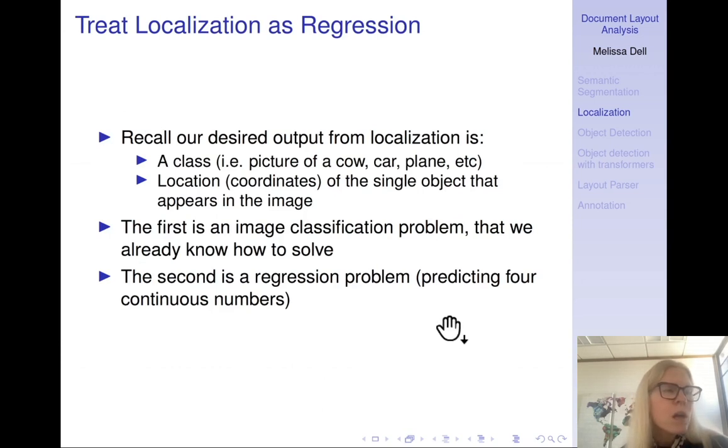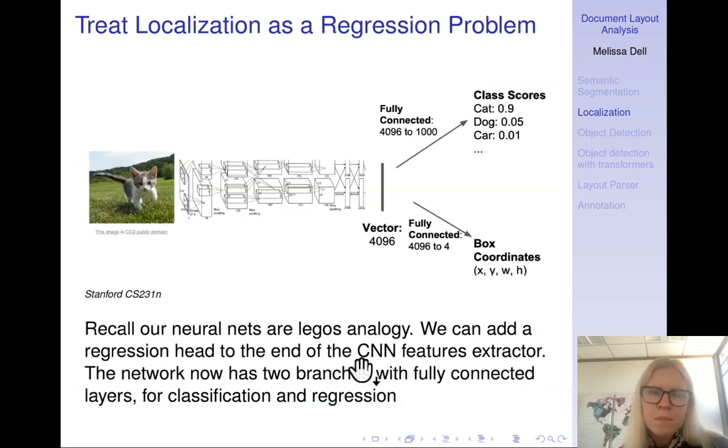Recall that our desired outputs from localization are a class, so this is a picture of a cow or a car or a plane, etc., and a location, so the coordinates of the single object that appears in the image. The first is an image classification problem that we already know how to solve. The second is a regression problem, predicting four continuous numbers.